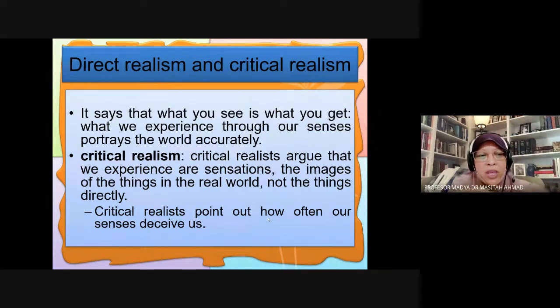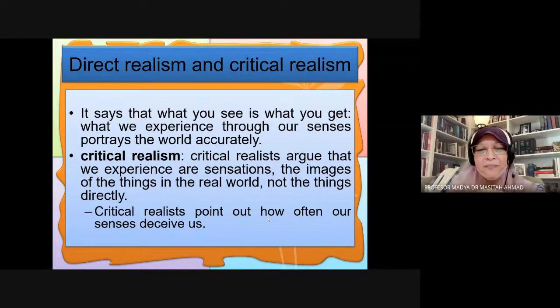And we have critical realism, whereby realists argue that we experience sensations, the images of things in the real world, not the things directly. For example, the easiest example that I can give you.